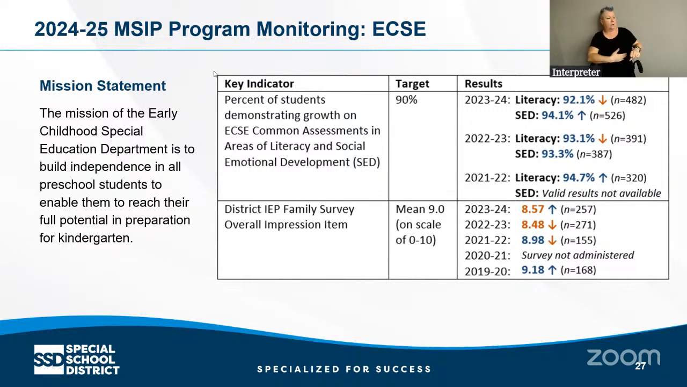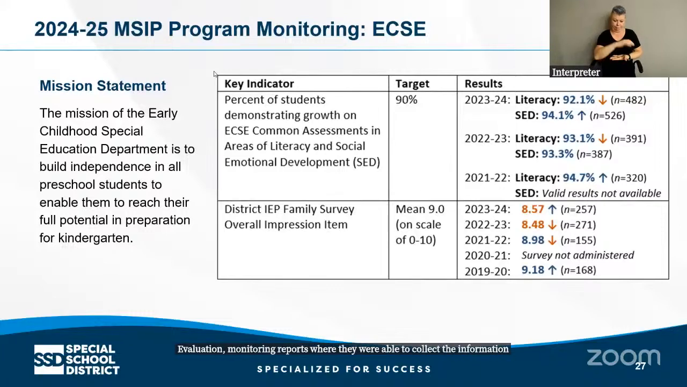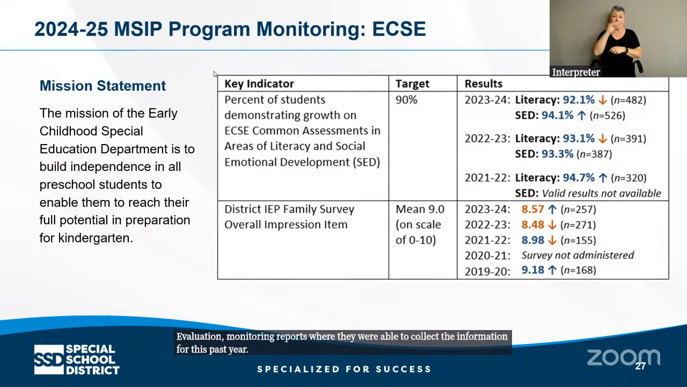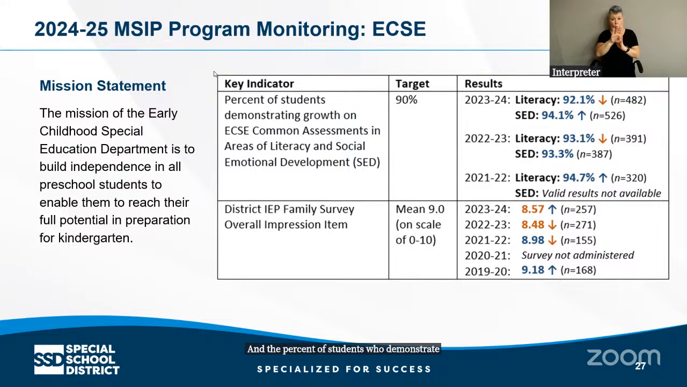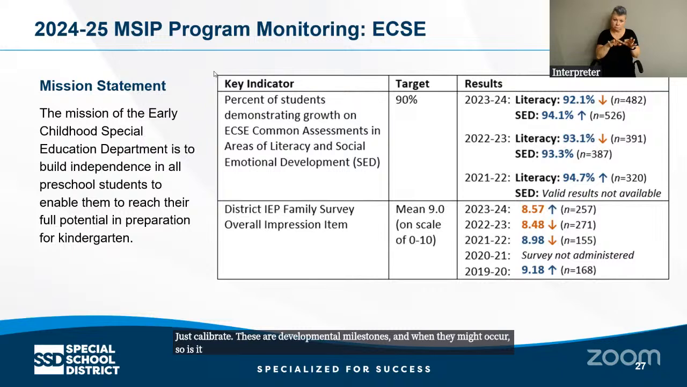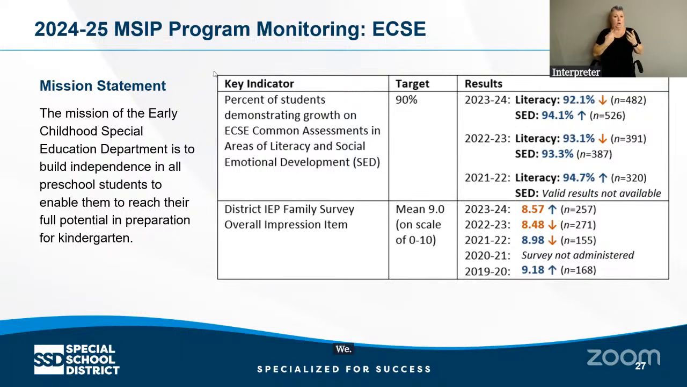And so on this slide, we have our program evaluation monitoring report, where they were able to collect the information for this past year. This includes the percent of students who demonstrate growth on our common assessment, which is something we just calibrate. These are developmental milestones and when they might occur. Is it something that a child is doing consistently? Is it something that's beginning to emerge, to give us that guidance? We've seen some growth over the last 3 years of students tested.